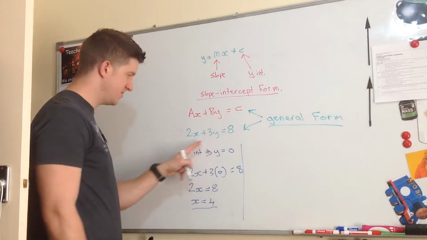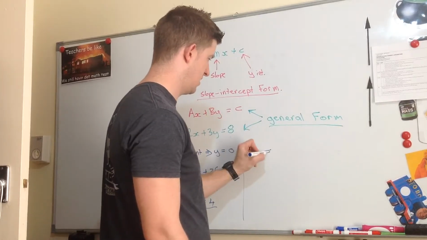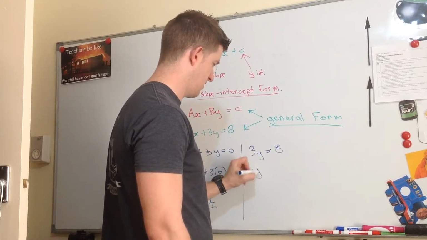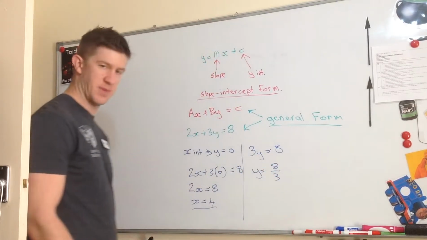Same thing with the y. If I want the y-intercept, x equals 0. So I'll just get 3y, because that vanishes, equals 8. Therefore y equals 8 on 3. That's my y-intercept.